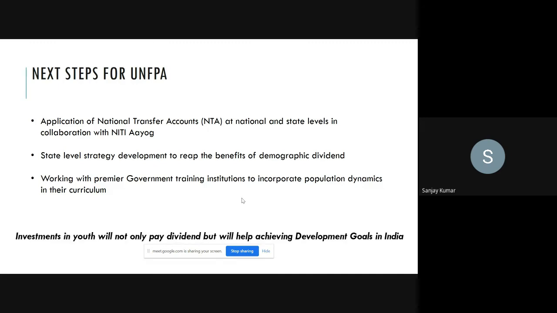And we know the crux today is to invest in youth. Unless we invest, we will not be able to get the benefit or the dividend. If we get it, there is a twin objective: we will be reaping the benefit of the demographic dividend, as well as achieving many of the Sustainable Development Goals in India. So this is very, very important. Investing in youth is the crux today, to reap the benefit as well as for our SDGs.